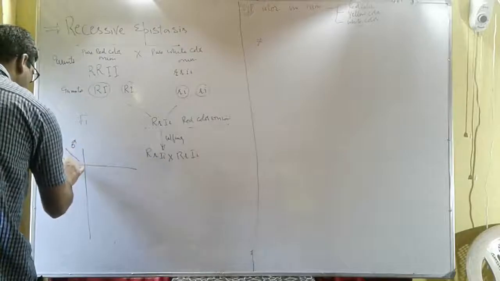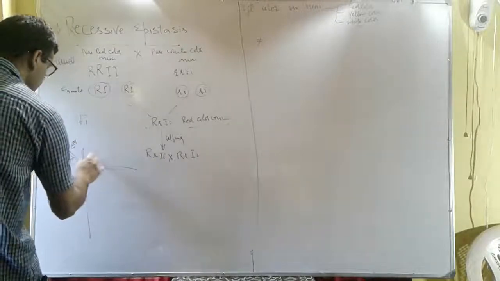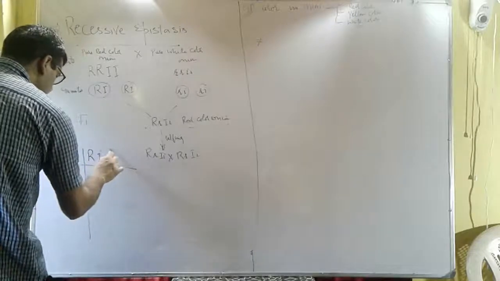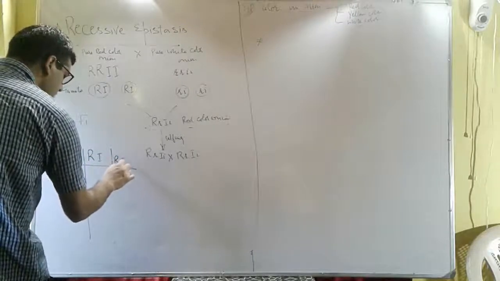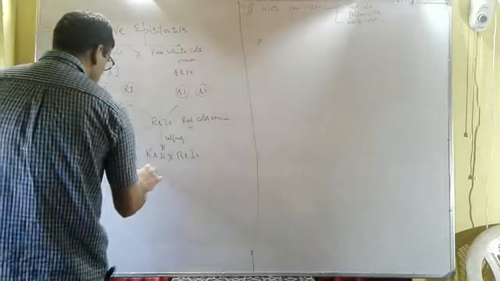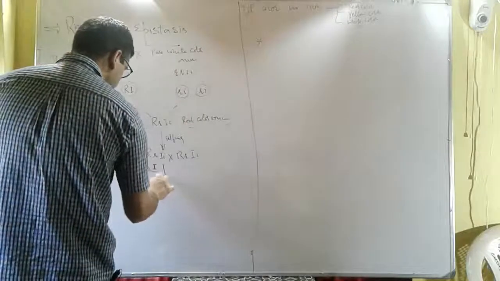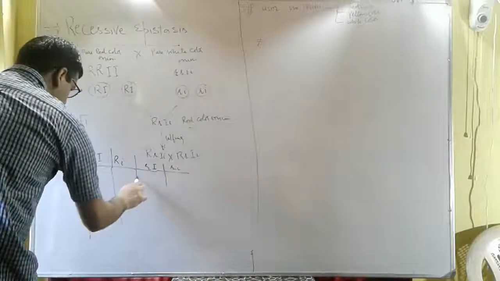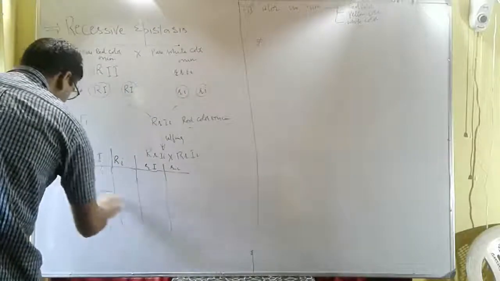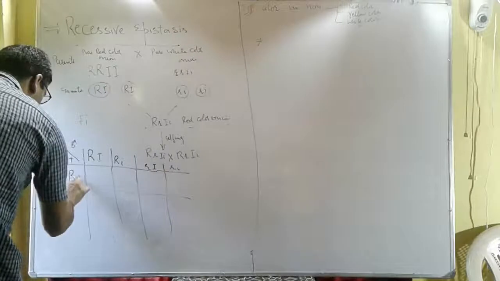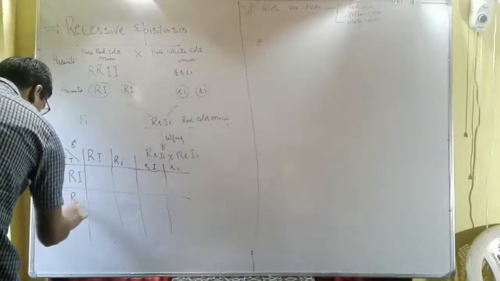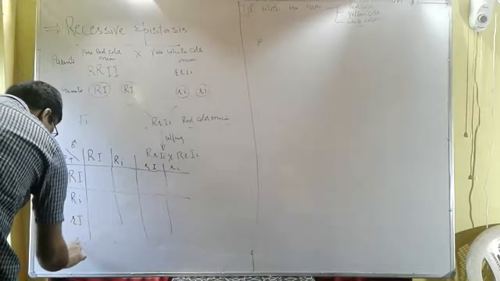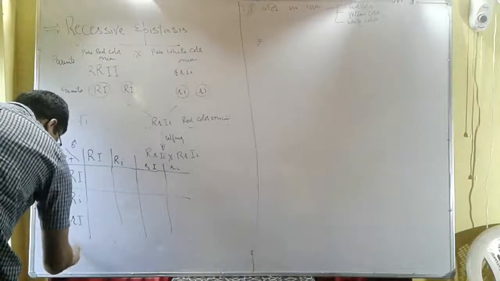gametes, male gamete and female gamete. This is capital R, capital I, capital R, small i, small r, capital I, and small r, small i. Same is the case, we have capital R, capital I, capital R, small i, small r, capital I, small r, small i.